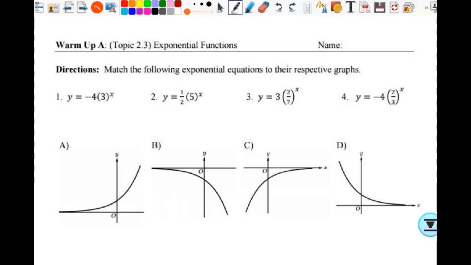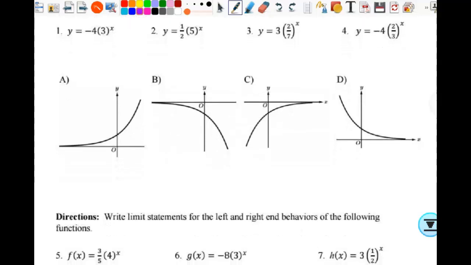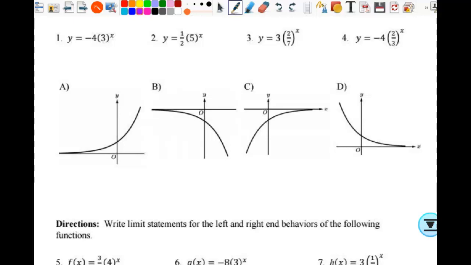First thing we're going to do is, this is not on your notes because this is a warm-up, and I didn't want to print all this stuff out. So hopefully you can read these little tiny equations. If not, hopefully somebody at your table can read that for you.